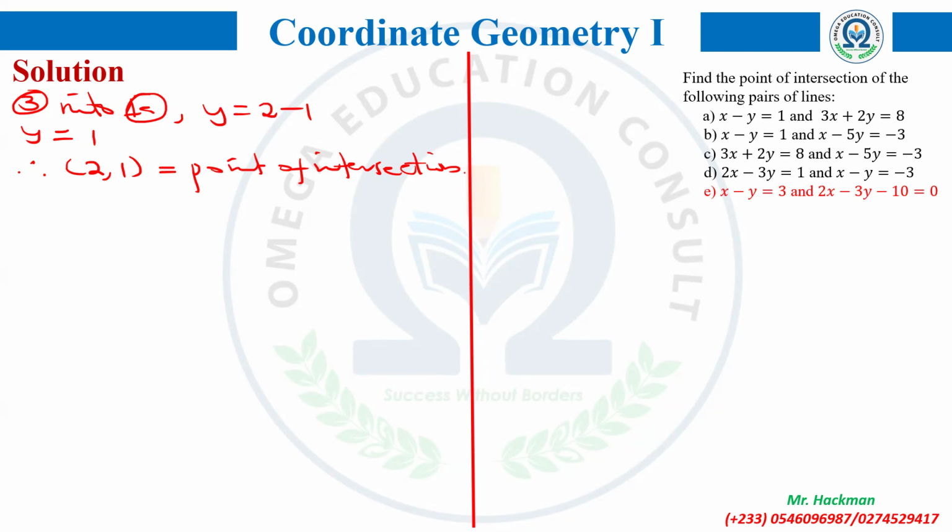Just solve the two equations simultaneously. That's all. Whether by expressing them in y, so that you can equate the two y's, or use the elimination or substitution method. That's all. So we won't do another one. With this one, we've exhausted all that we need to do.